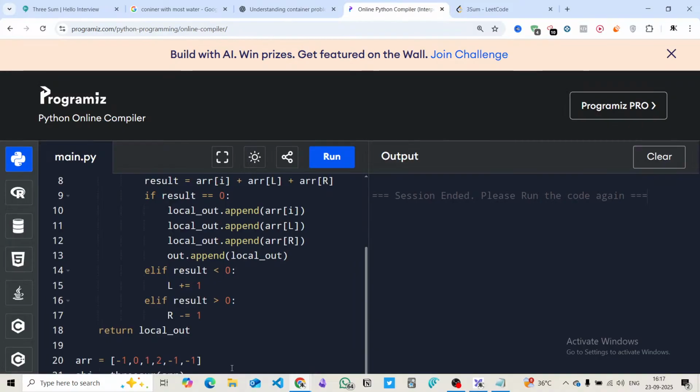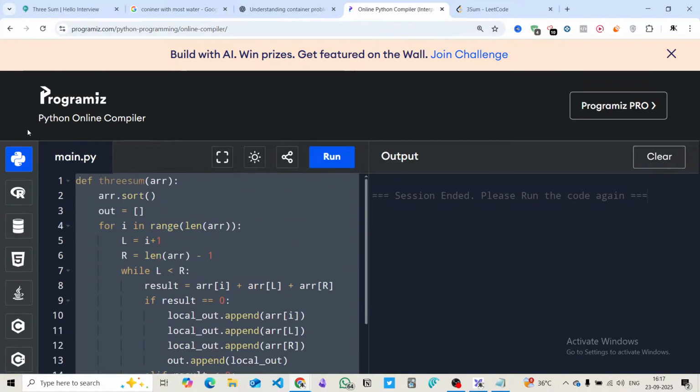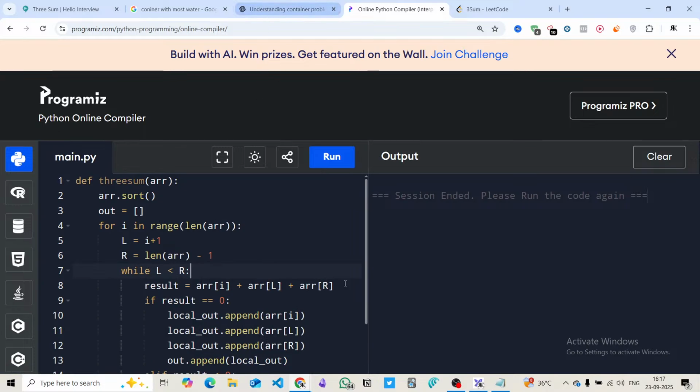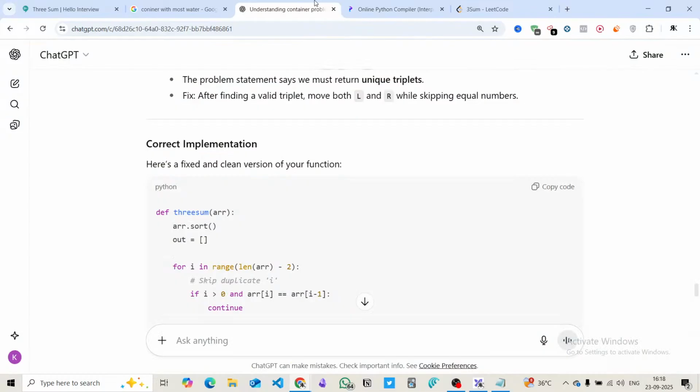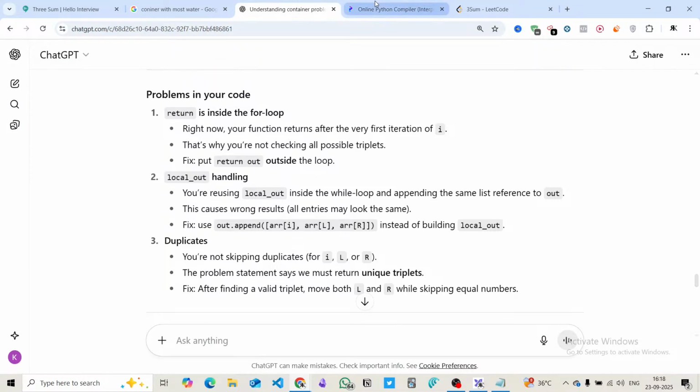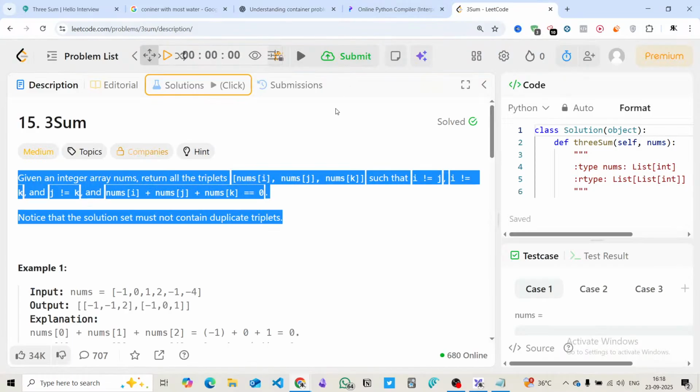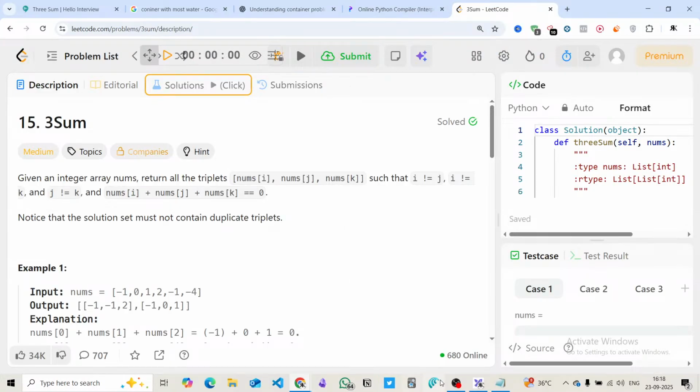Okay, so I can't solve this one. I will try to understand this problem again, and I will try to solve this tomorrow morning. Okay, thank you. We end this live here.